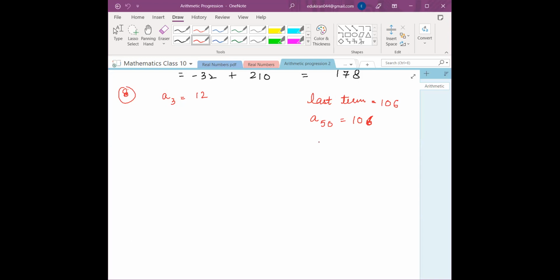Now the second exercise is about finding the nth term of the AP, and the third is going to be about the sum of n terms of an AP. And some mixed questions as well, where all the other formulas will also be used.